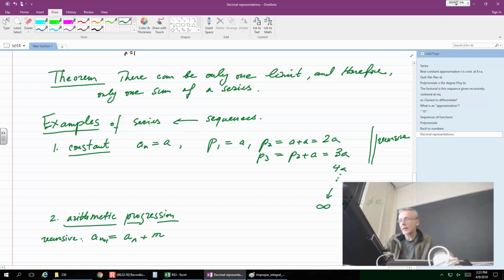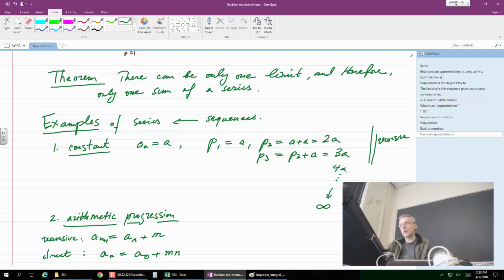So it is better then to use the explicit or direct formula. Fortunately, we have a direct formula for the arithmetic progression: a_n is equal to a naught plus mn. How many times have I added m? The answer is n, so I multiply m by n, and that's my formula.